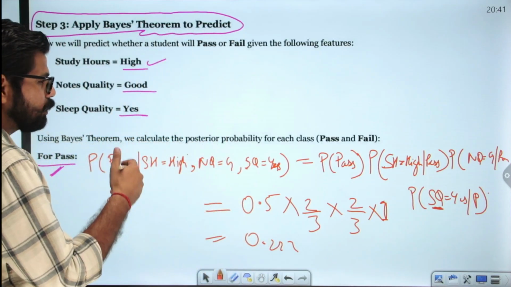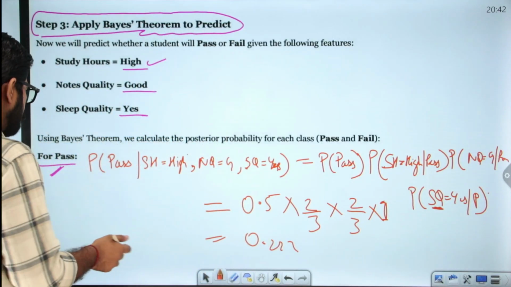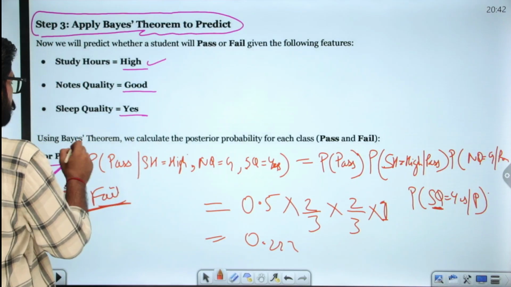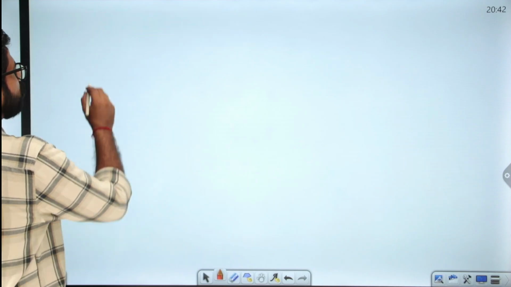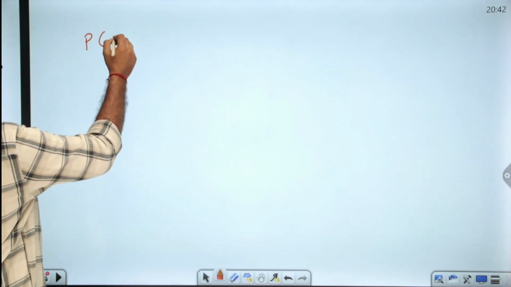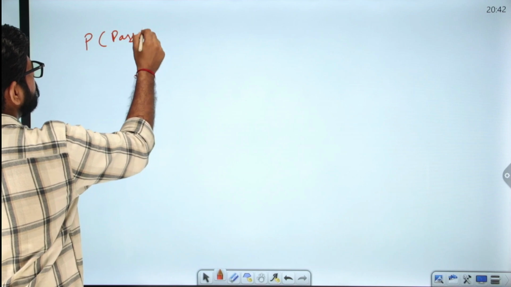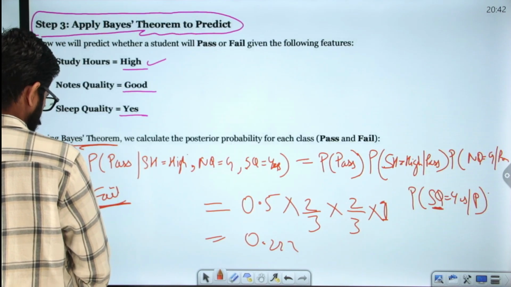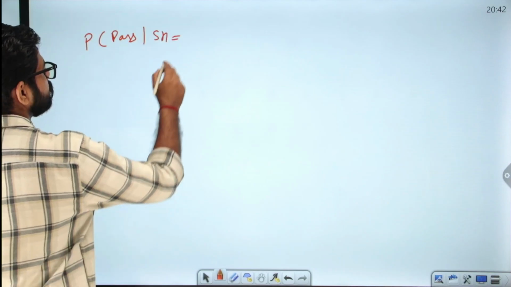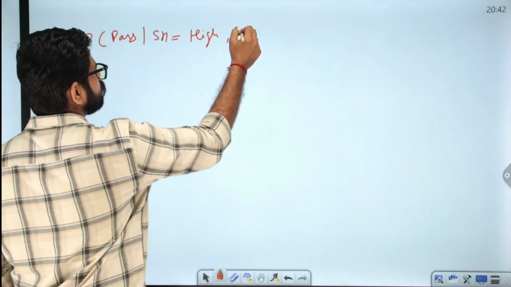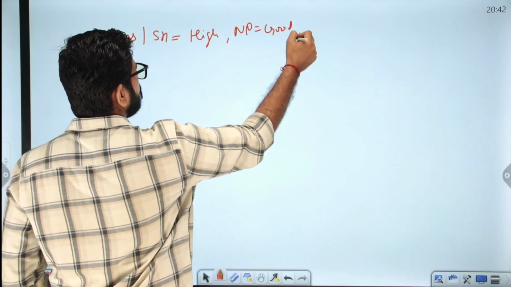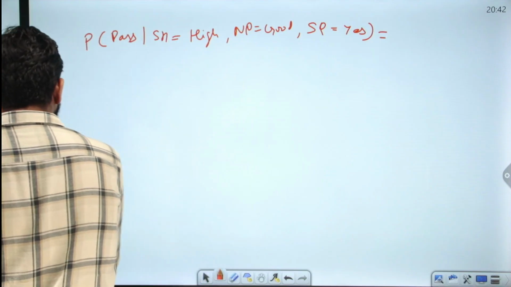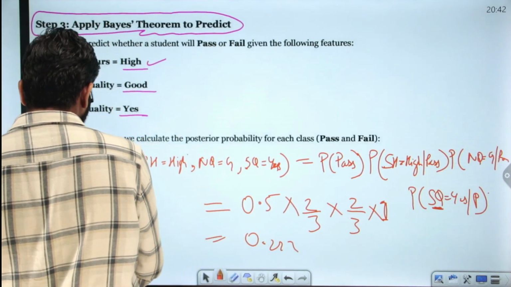Similarly, like for the pass, you can find out the probability for the student getting the fail. Okay, just like that, you need to find out the Bayes theorem for the student getting the fail. So for this, we simply write, for the pass we have already found. For the sleep quality or the notes, we can simply write, for the high notes quality good, and sleep quality yes. In that case, by the Bayes theorem, we will get the probability of 0.222.